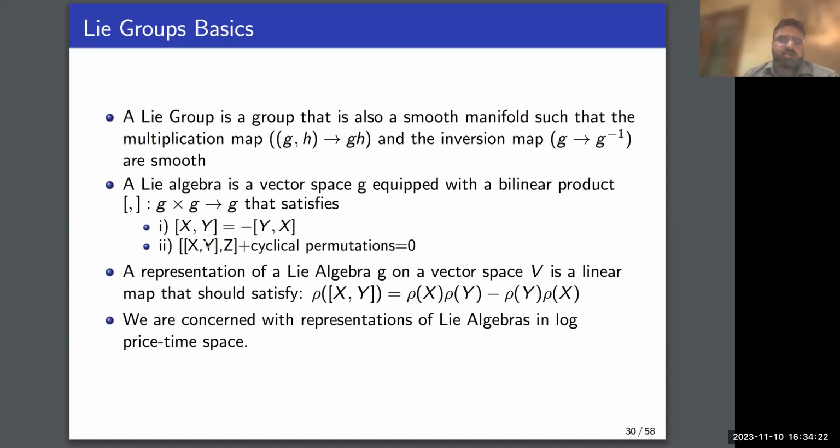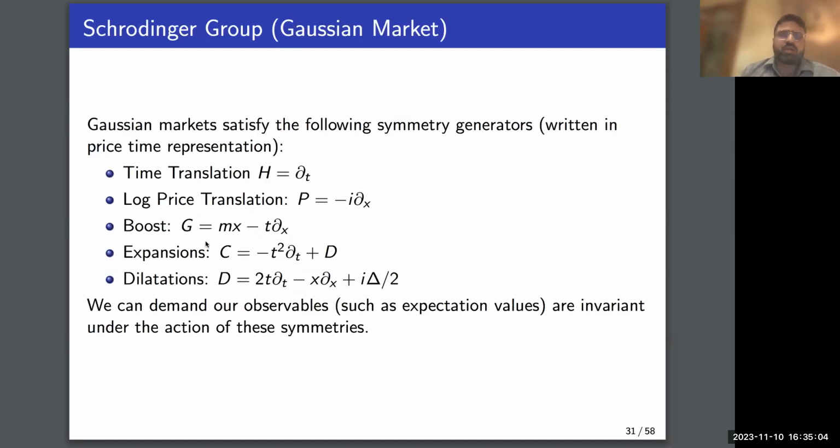But this whole idea essentially relies on the concept of a Lie group, which is a group. There's also a smooth manifold which has a multiplication map and an inversion map, which are smooth, and a certain Lie algebra, which is a vector space with a bilinear product, where you write down representations of this Lie algebra on vector spaces, which are basically linear maps that satisfy the fact that these maps on these bilinear products are actually commutation relations. And so we're essentially concerned with the representations of certain Lie algebras in log price time space, because that is the space on which we operate.